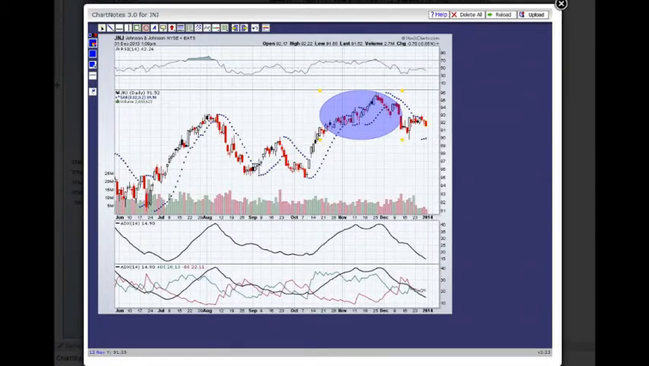A lot of whipsaws in regards to the parabolic SAR. Back here in June, went on that period. So we can see nice trends where we say, man, this parabolic SAR followed the upward trend fantastically, or the downward trend fantastically. But it doesn't necessarily mean that the stock is ready to go up or down. It just kind of gives you a stop point.